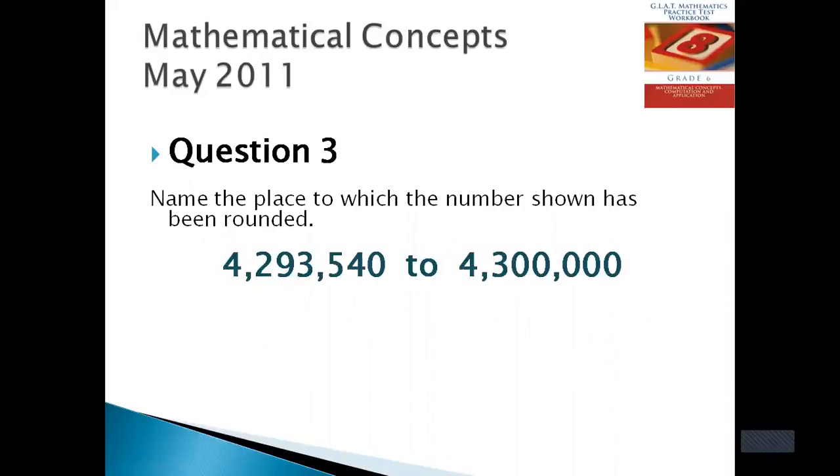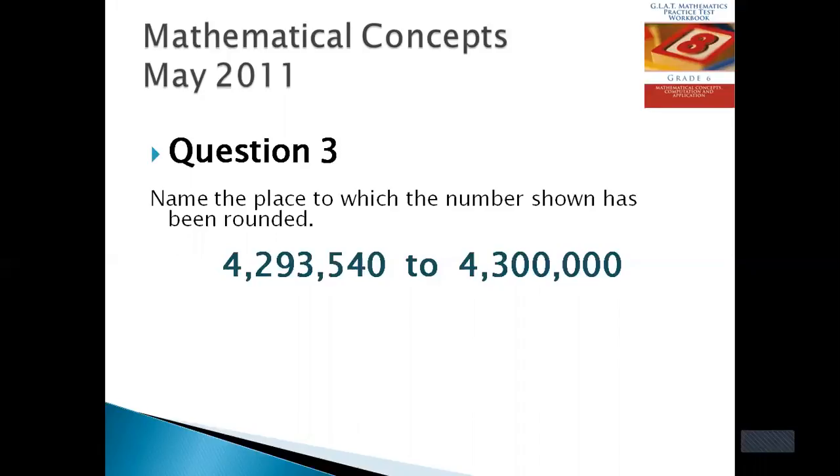Now this is a rounding question, and it says, name the place to which the number shown has been rounded. So we have a number, 4,293,540, and that number has been rounded to 4,300,000. So we have to identify to which place value this number has been rounded.